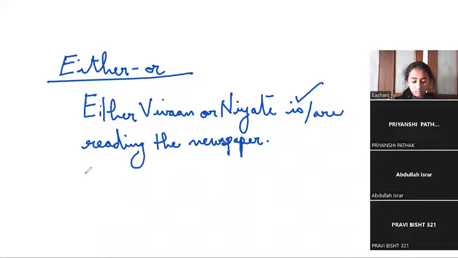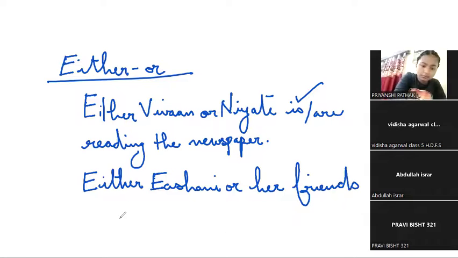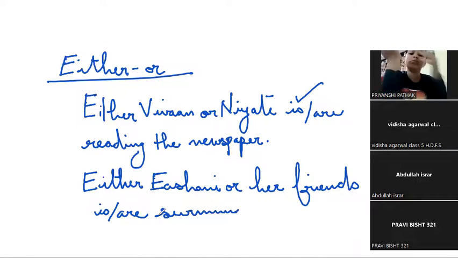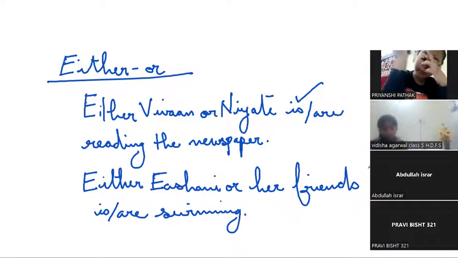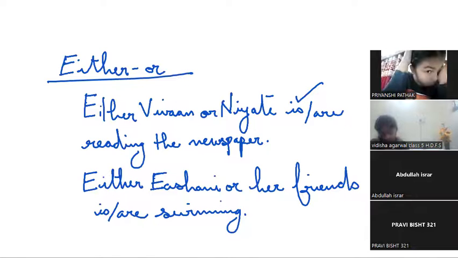But with either or, there is one problem that happens. If I say either Ishani or her friends is or are swimming. या तो ईशानी तैर रही है या उसके दोस्त तैर रहे हैं. Right? So in this case, just remember there is something called the rule of proximity with either or.